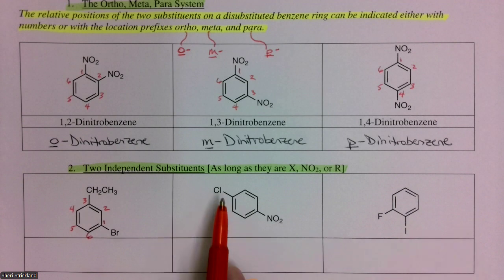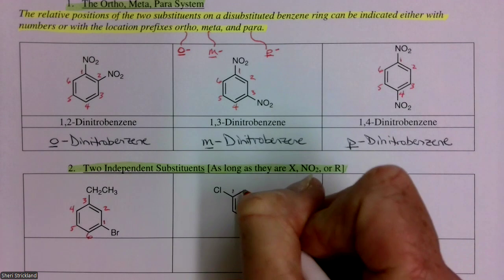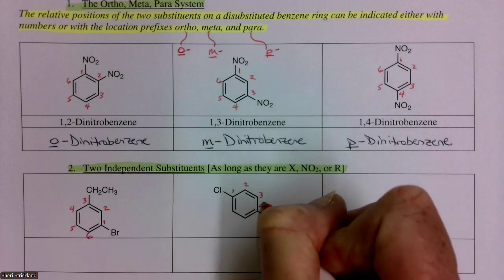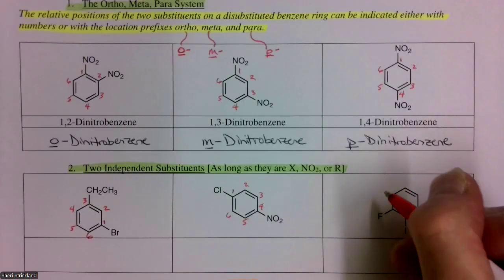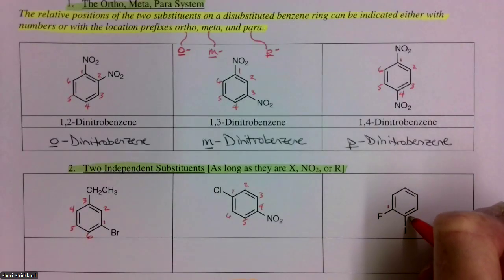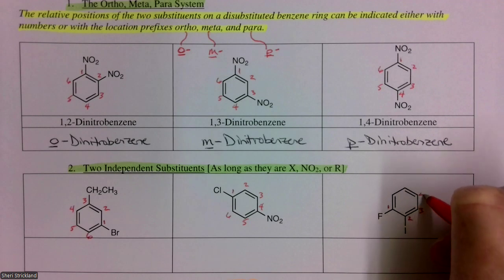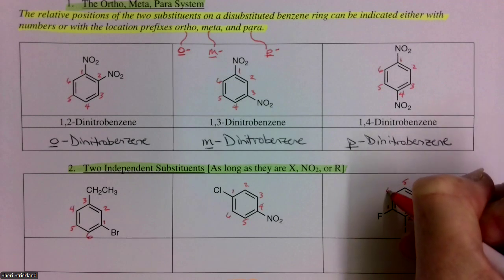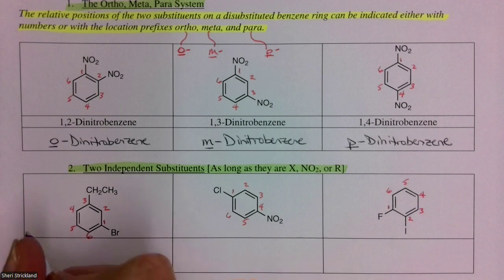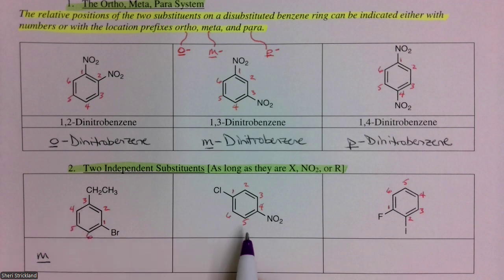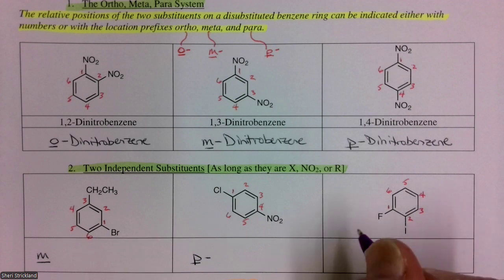All right, welcome back. So we've got chloro and nitro. So chloro would come first in the alphabet. And fluoro and iodo. So fluoro would come first. And this time we're going to number counterclockwise. All right, so if I'm using the ortho, meta, and para system, then this is the meta one, because I've got the 1-3 relationship, and this is the para one, and this is the ortho one.